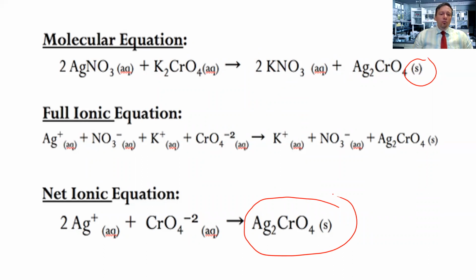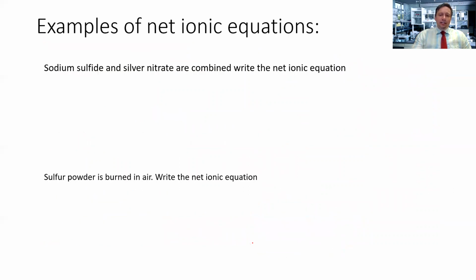So you have to break this up, and here is your 2 silver plus your chromate at 2- charge. You put them together and you have your solid precipitate. So let's practice this. Let's look at a couple examples here. First off, we have sodium sulfide and silver nitrate are combined. I want the net ionic equation.